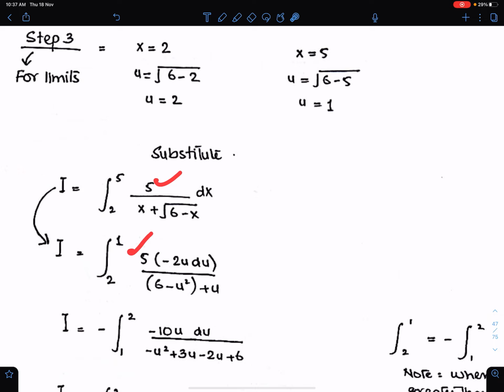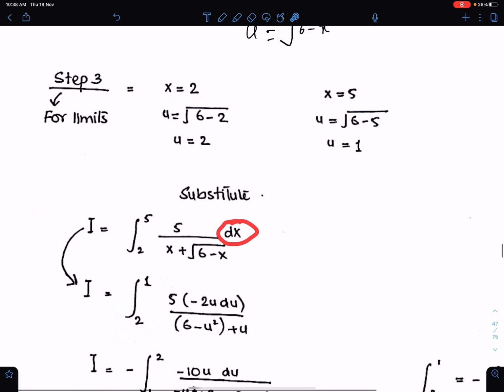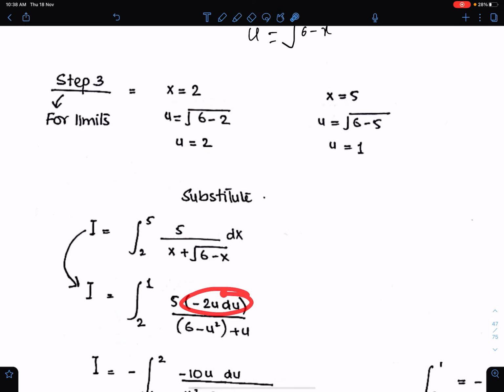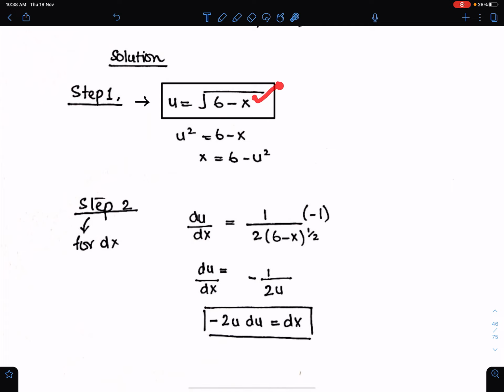Copy this 5 here and substitute dx. This is dx, minus 2u du. So it should be here. Now substitute this by u. And for x, you have to make x the subject from this substitution. So by making x the subject from this substitution, we have x is equal to 6 minus u squared.